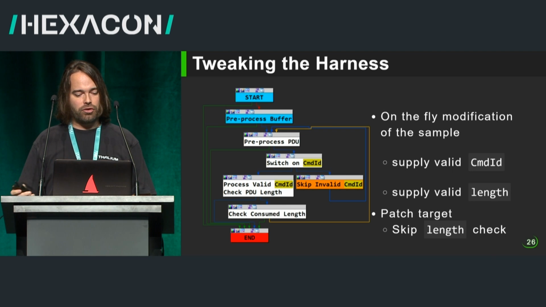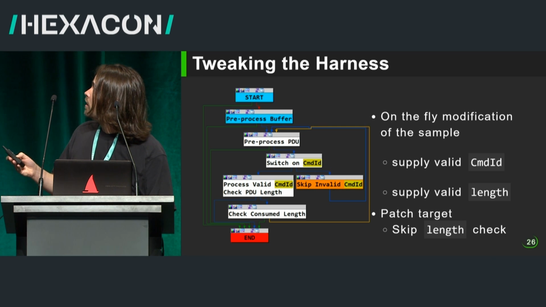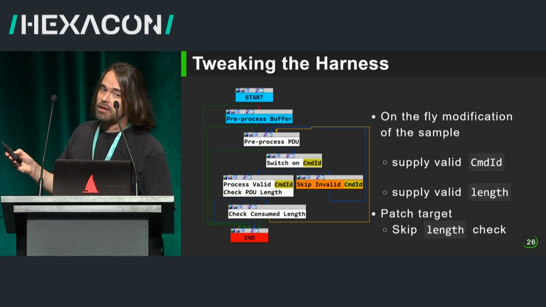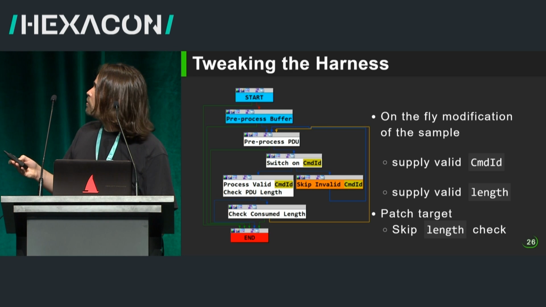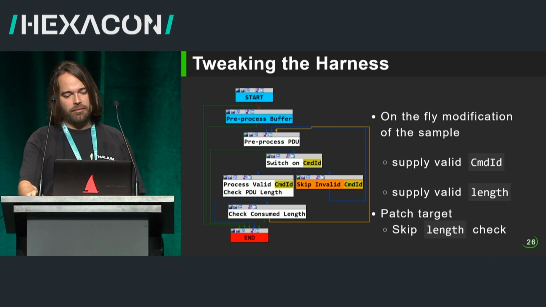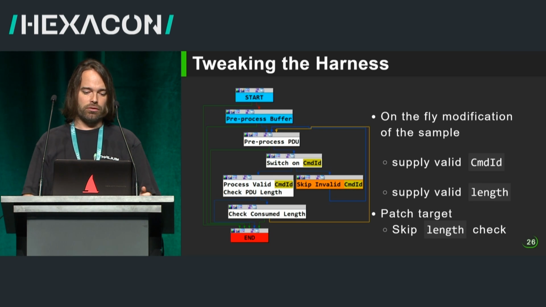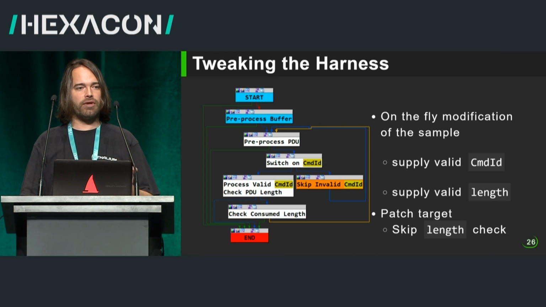And also we provide a valid PDU length in order to bypass this check in the handler, and we just knocked out this check here. And so sometimes the structure of the target allows us to do these kinds of things, because it never looks back and uses those values in a different way.